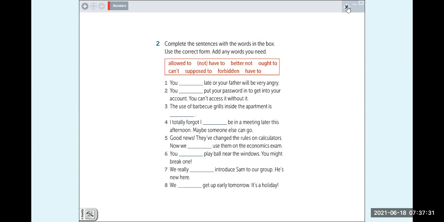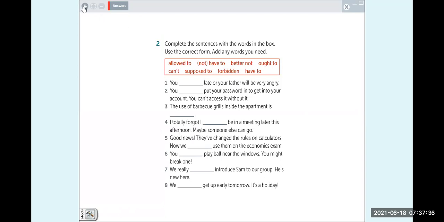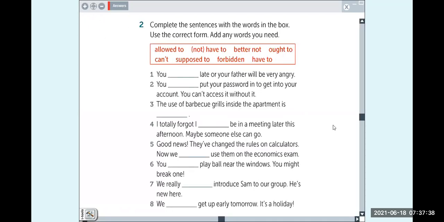Let's go to exercise number 2 on page 116. Okay. Complete the sentences with the words in the box. Use the correct form and add any words you need. Here we have allowed to, not, or have to, better not, ought to, can't, supposed to, forbidden, and have to. Okay. Number 1. You late or your father will be very angry.